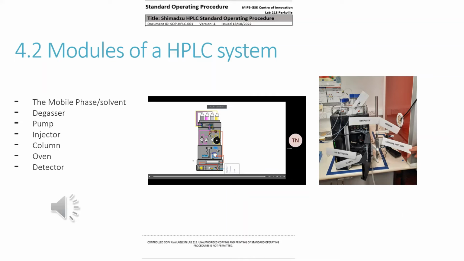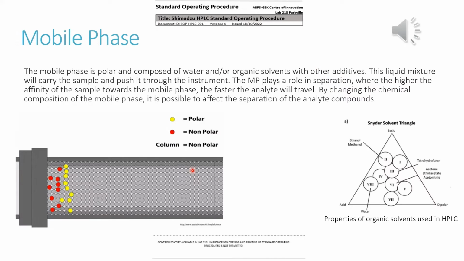There are 7 key modules of a HPLC system. These include the mobile phase or solvent, the degasser, the pump, the injector system, the column, an oven, and finally the detector. The mobile phase is polar and composed of water and/or organic solvents with other additives. This liquid mixture will carry the sample and push it through the instrument. The mobile phase plays a role in separation, where the higher the affinity of the sample towards the mobile phase, the faster the analyte will travel.